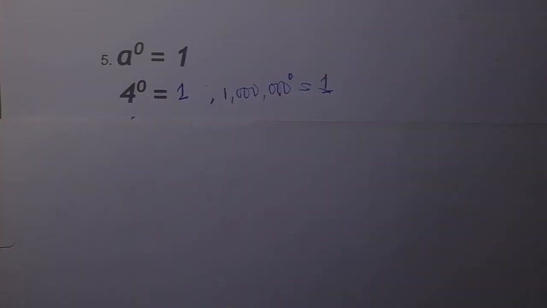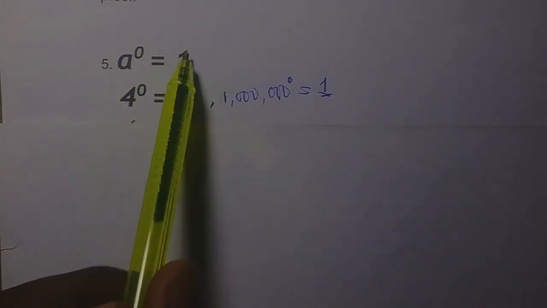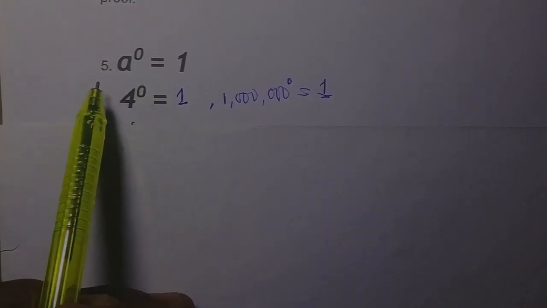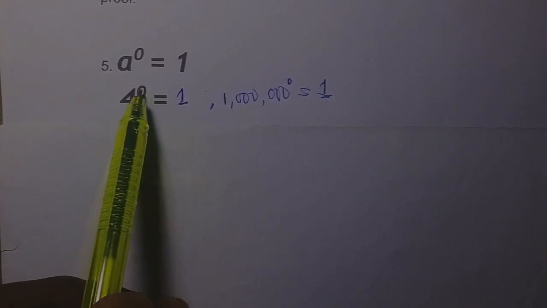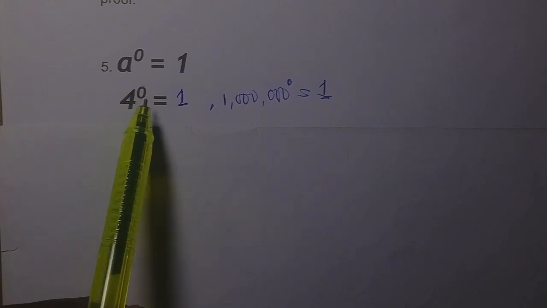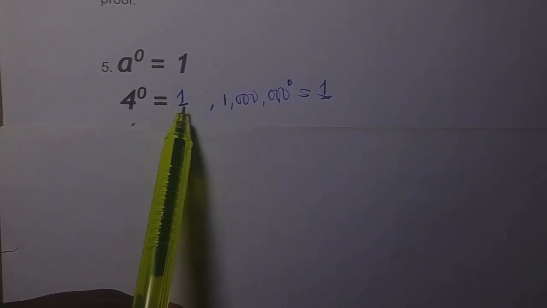So here's the fifth rule. It says any base raised to power 0 is nothing but 1. So no matter how large or small the base might be, as far as it is raised to a power of 0, then it will turn to 1 automatically. So here's an example with a 4. 4 power 0 is nothing but 1.